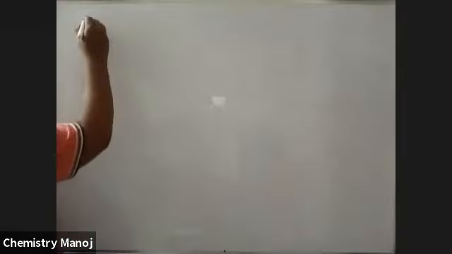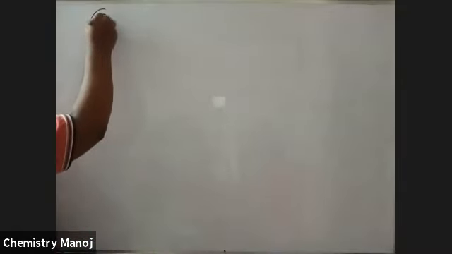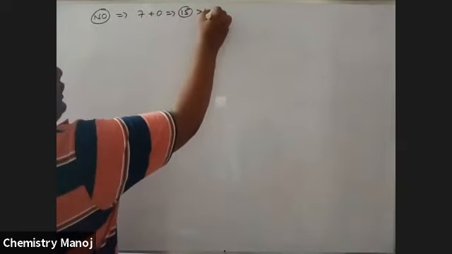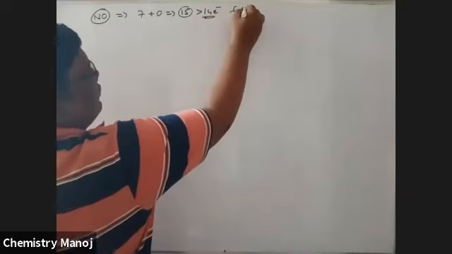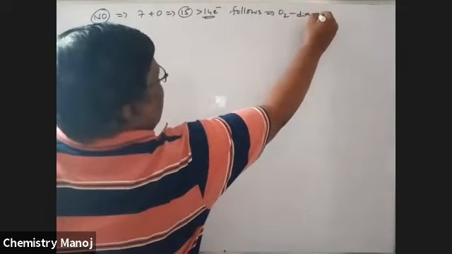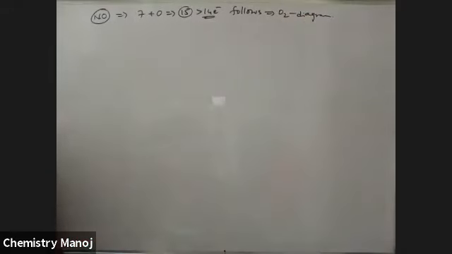I am taking heteroatomic molecules. The example is NO only, nitrogen combined with oxygen. The total number of electrons is nitrogen 7 plus oxygen 8, which is 15 electrons, greater than 14 electrons, so it follows the O2 diagram. I am drawing the O2 diagram.